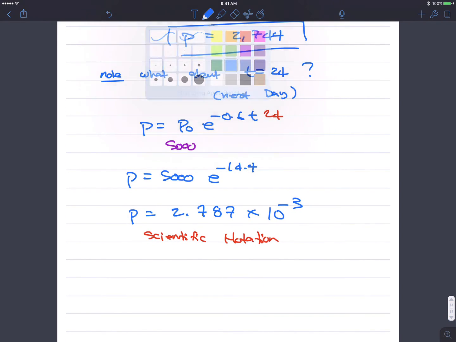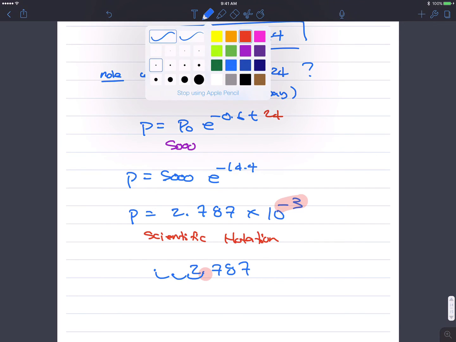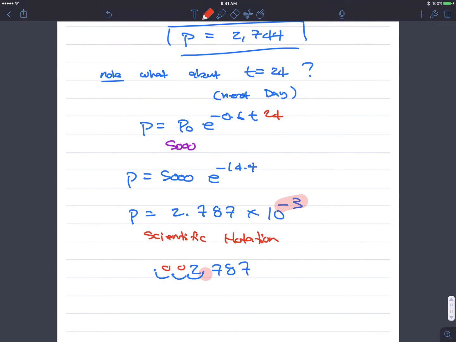How does that work? Let's write this down. 2.787. You remember this 10 to the minus 3 power here? That says move the decimal. See that decimal point? Move it. How many spaces to the left? 1, 2, 3 spaces to the left. What do you do with the blank spaces? Add zeros. Here's what I'm saying to you guys.